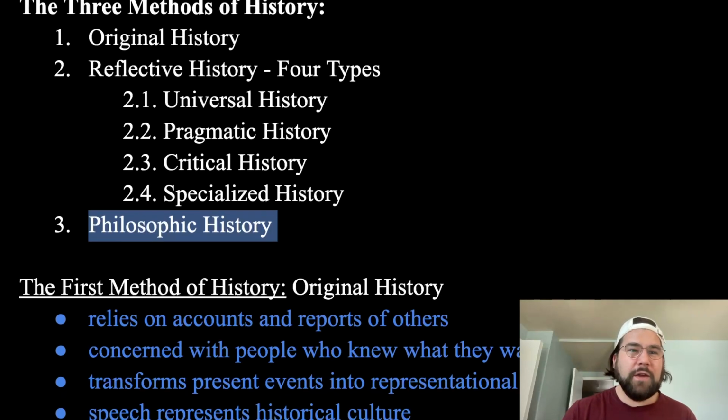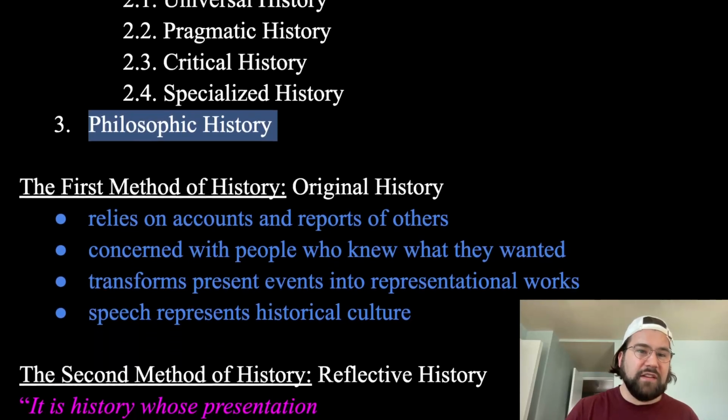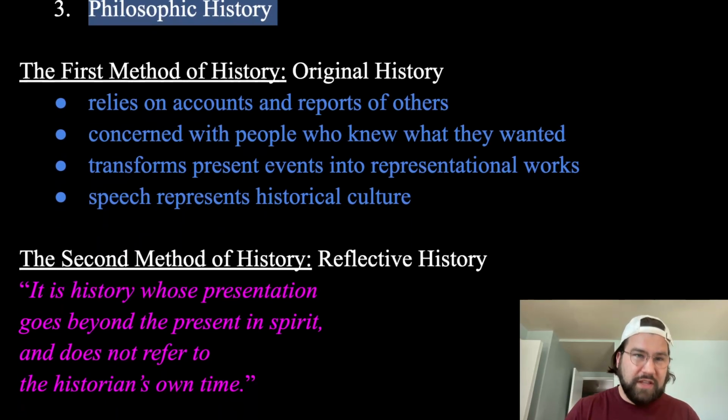So here, we're just going to go method by method, and especially for reflective, we're going to break down those four types, just give them basic definitions, sometimes taking quotes from Hegel from chapter 1, to just paint a picture of how he's categorizing history, how he's systematizing it, to get to what he's doing and why what he's doing is different and special. So we're going to start with the first method of history, the original history.